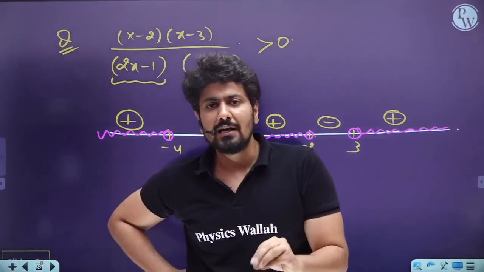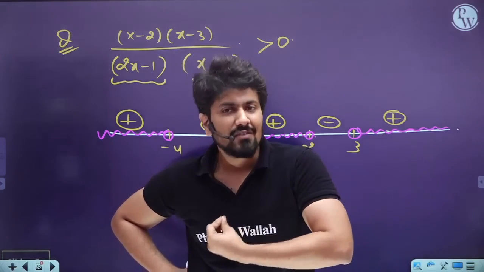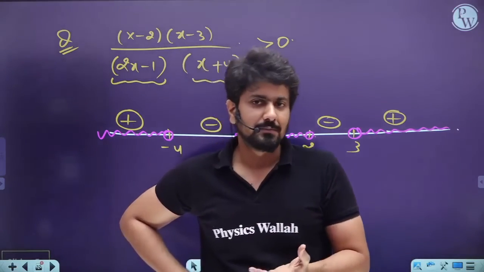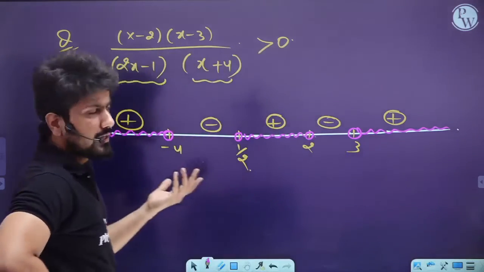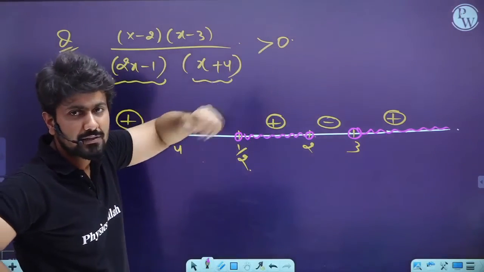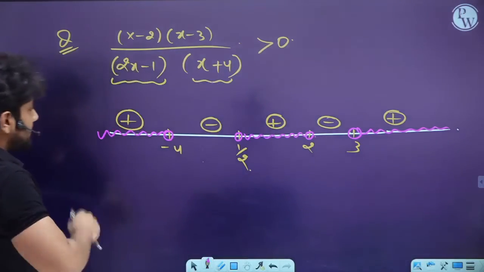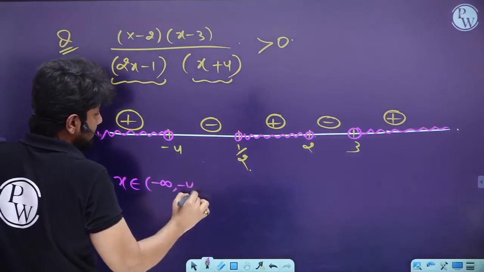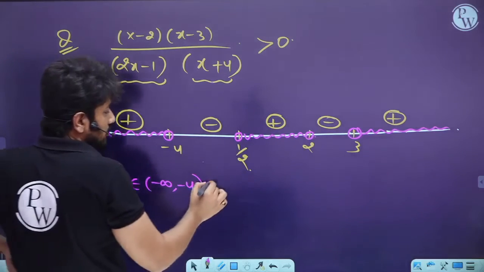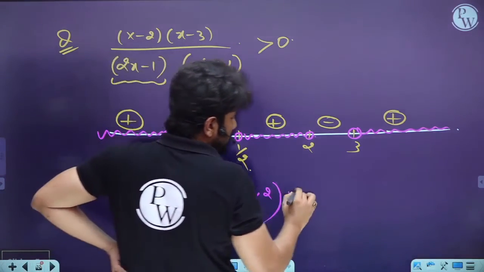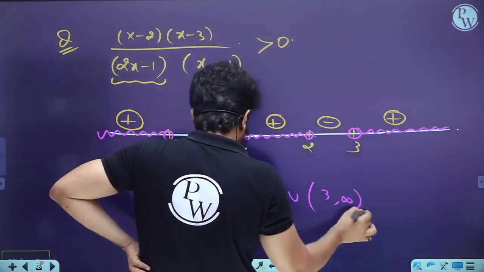Whether there is equality or not, never include those points where the denominator becomes 0. So we are not including that. In fact, we are not including any of the critical points because we don't have equality with 0. So our final answer is x belongs to (minus infinity, minus 4) union (1 by 2, 2) union (3, infinity), all open.